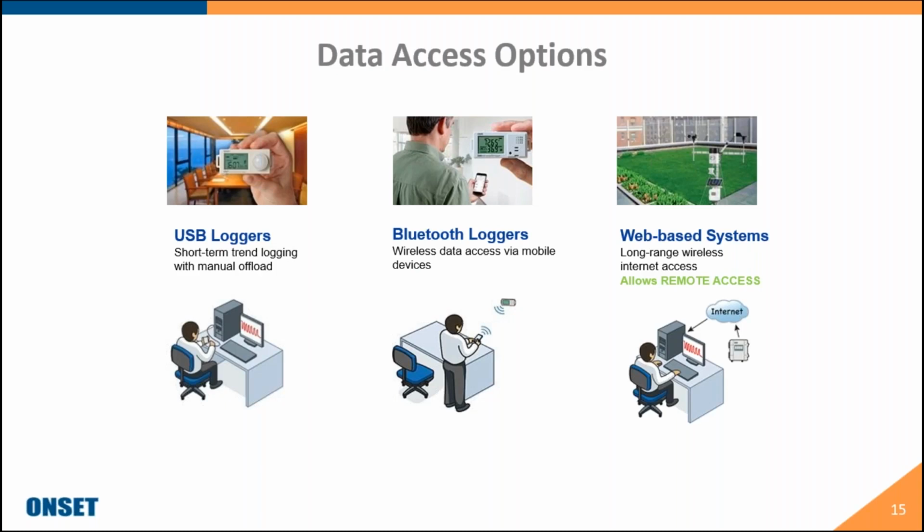So we offer a few different options for accessing your data with our data loggers. We offer USB, Bluetooth, and web-based systems. The USB loggers are designed for short-term trend logging with manual offload. For our Bluetooth data loggers, you just, again, would need to download an app to a mobile device, and you'll be able to access that data through your mobile device. We also offer web-based systems that will push the data from the loggers up to a cloud-based platform for remote access. I would like to point out that our Bluetooth loggers will also give you web-based access, but we'll touch on that a little bit later on in this presentation.